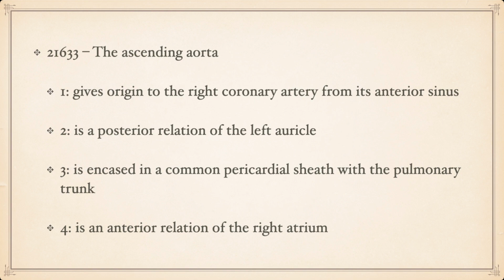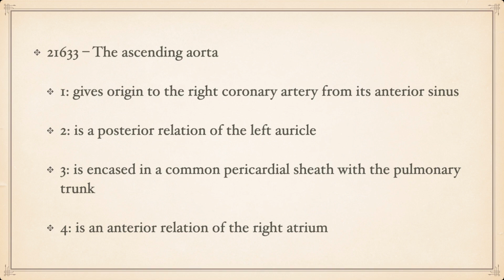Okay, so the first one is true. The ascending aorta does give origin to the right coronary artery from its anterior sinus. Remember that anterior is one way of naming it, but we would normally call it the right coronary sinus, but that is actually anterior, and the left is very posterior. 2, is a posterior relation of the left auricle. Well, it's a posterior relation of the right auricle, so that one is false.